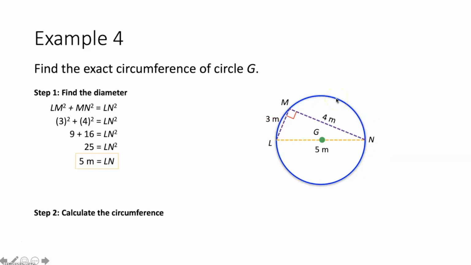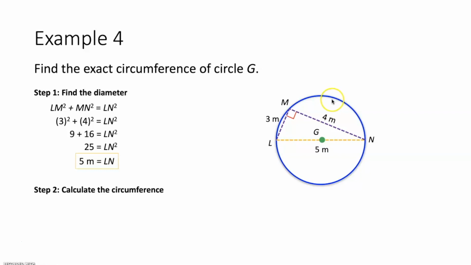Well, remember, the circumference of a circle formula, we have two of them. C is equal to pi times d, the circumference of a circle is equal to pi times the diameter, or circumference of a circle is equal to 2 times pi times the radius. C is equal to 2 pi r. Well, in this particular example, we just found the diameter, so we're going to use C is equal to pi times d, where d is the diameter.